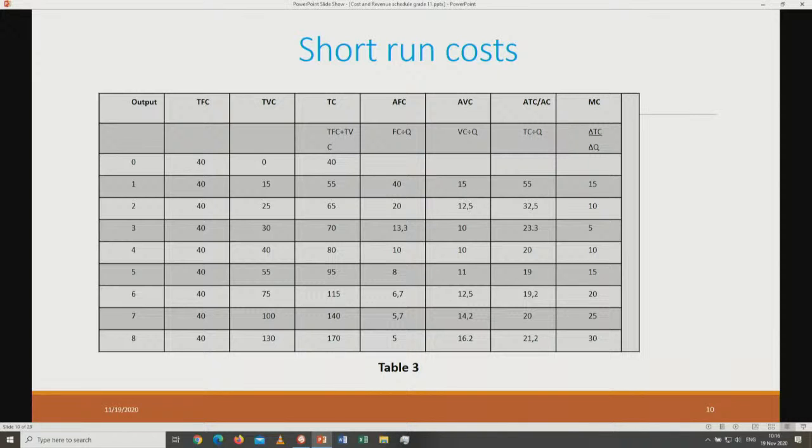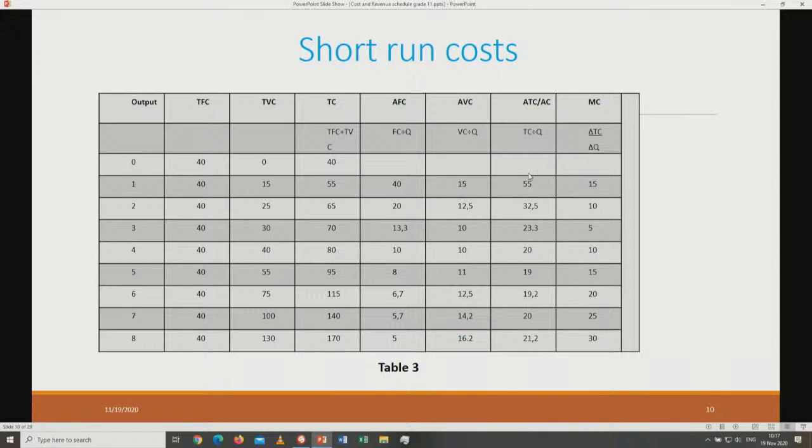And then the next column is average variable cost. Here, this one. How do we calculate it? We take the total variable cost, and then we divide it by Q to get average variable cost. So the reason again why we don't have anything here is because we don't have anything for variable cost, and we don't have anything for output.